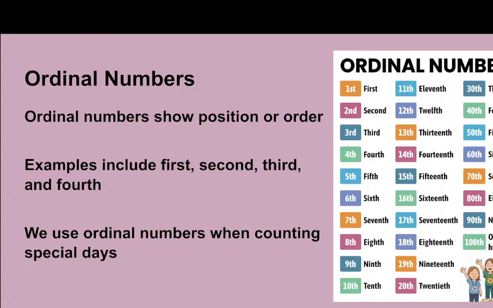So we have first, second, third, fourth, fifth, sixth, seventh, eighth, ninth, 10th, 11th, 12th, 13th, 14th, 15th, 16th, 17th, 18th, 19th, 20th. We also have 30th, 40th, 50th, etc. But when you're looking at a calendar, you only need up to the 30th. So that's the example. I'll give you a moment to write down the information on the left side of the screen.